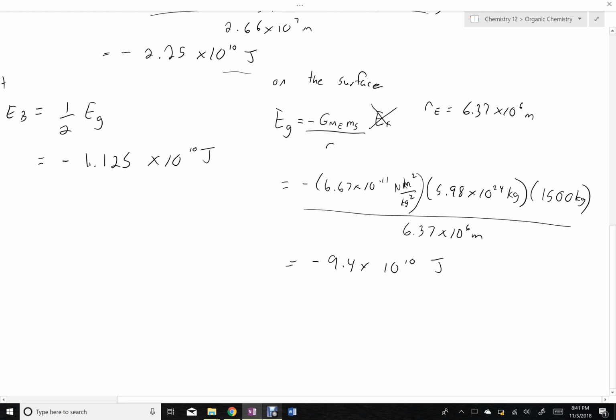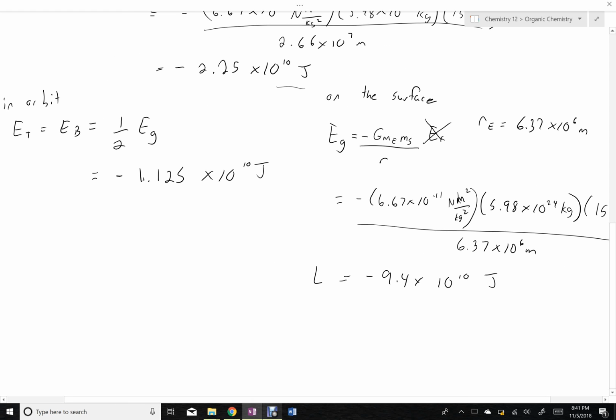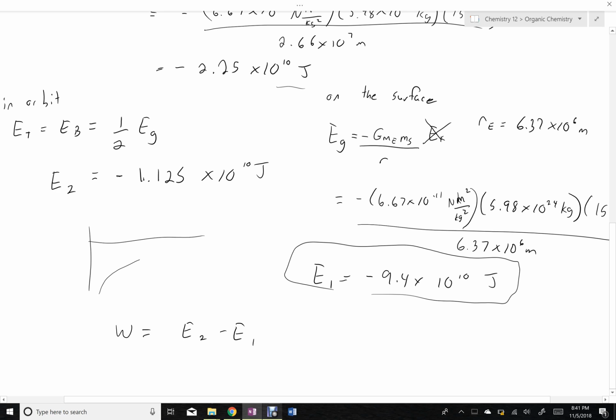So on the surface is our energy 1 situation. In orbit is where we want to put this thing, so that's our E2. So to get our work, we look at the difference between E2 and E1. You might look at this and say this looks bigger, but remember it's negative. So if we imagine this graph, we're starting somewhere down here, and we're trying to come up to somewhere here in a stable orbit. So we have to put energy in to increase that. That's the change in gravitational energy.